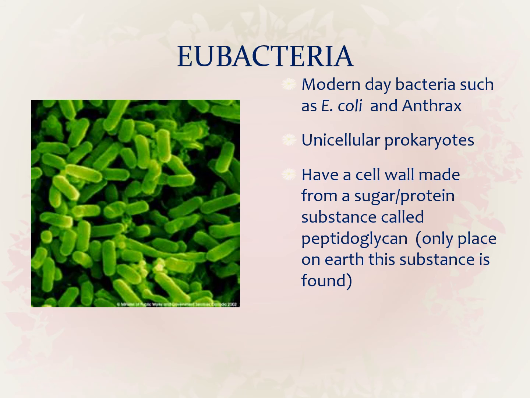Now, anytime you see peptide, that means it's a protein. Anytime you see glyc, that means it's sugar. So peptidoglycan is a sugar protein substance that shows up in this type of bacteria cell wall. And it's the only place in nature we find that. This is why we had to take bacteria and put them into two different kingdoms. And again, they can be autotrophic, like these here that do photosynthesis, or they're heterotrophic, which means they have to feed off of something.